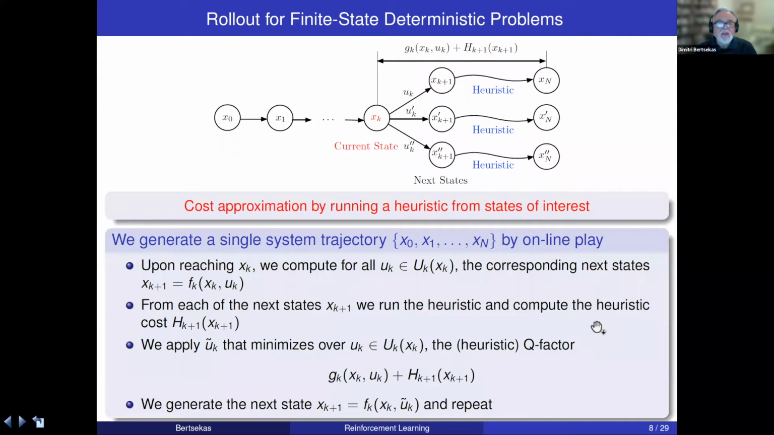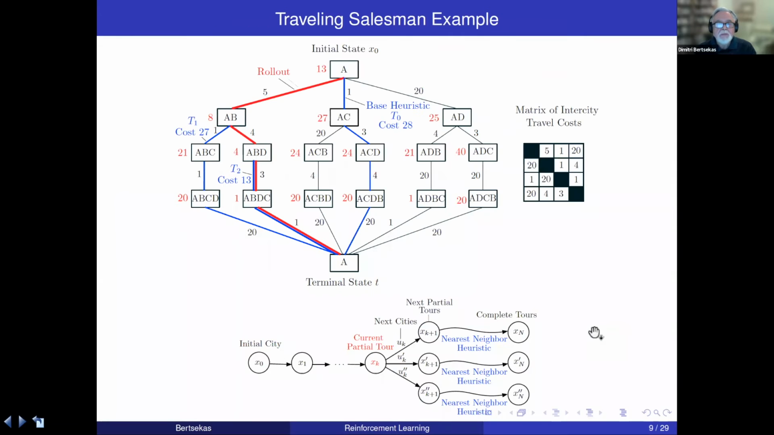So let me give an example of this. This is a traveling salesman example. It's the same example that I used in the previous lecture. It involves 4 cities, A, B, C, and D. And this is the matrix of intercity travel costs.